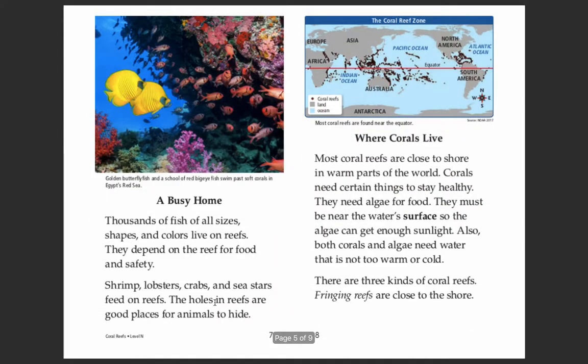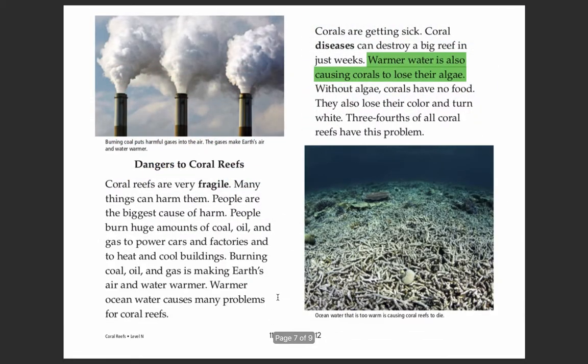Page 11, right here where it says dangers to coral reefs. In this section, there's going to be a lot of evidence. So you need to find one piece of evidence that explains what is causing coral reefs to be in danger. So right up here, I already have a piece of evidence highlighted.